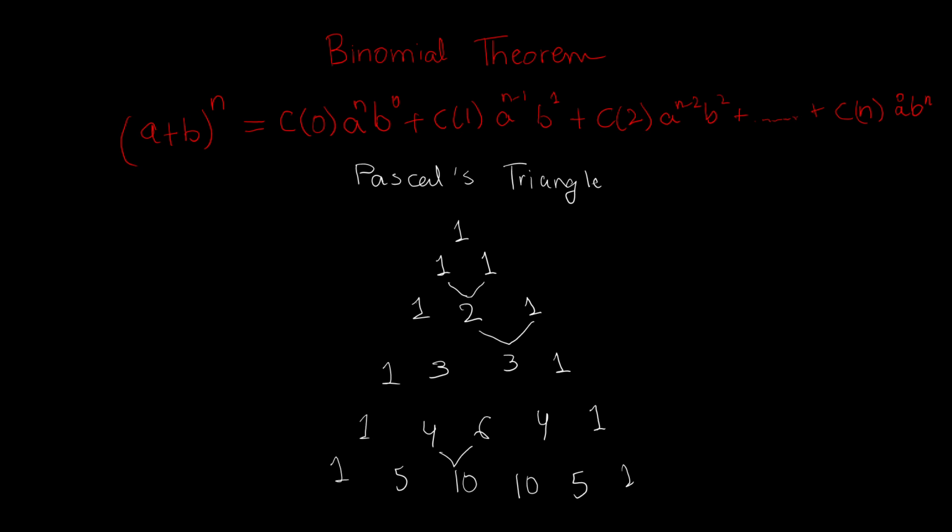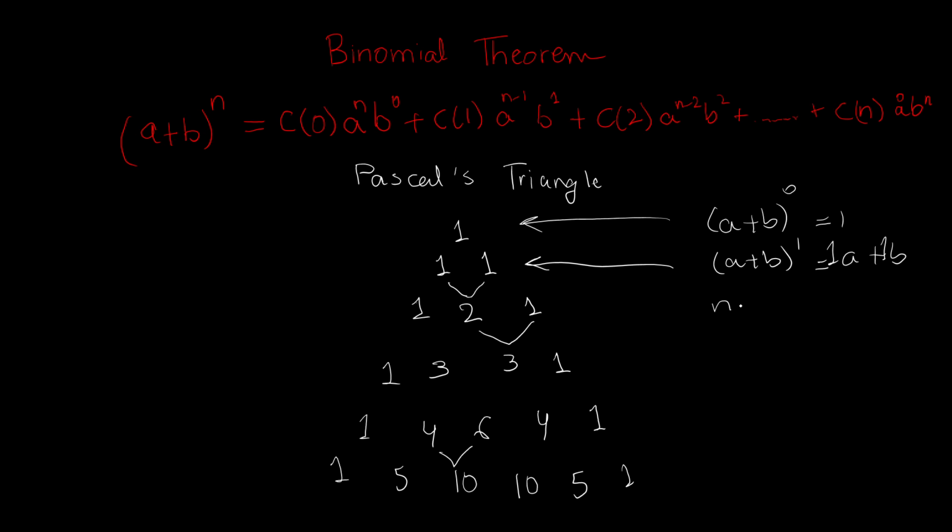For example, let's suppose we have to find a plus b raised to the power of 0. The answer would just be 1, which is the first row. But what if you have to find a plus b to the power of 1? That is simply a plus b, because the constants are just 1 and 1, so 1 times a plus 1 times b. Now for all the higher values, that is 2, 3, 4, you can just use these values.